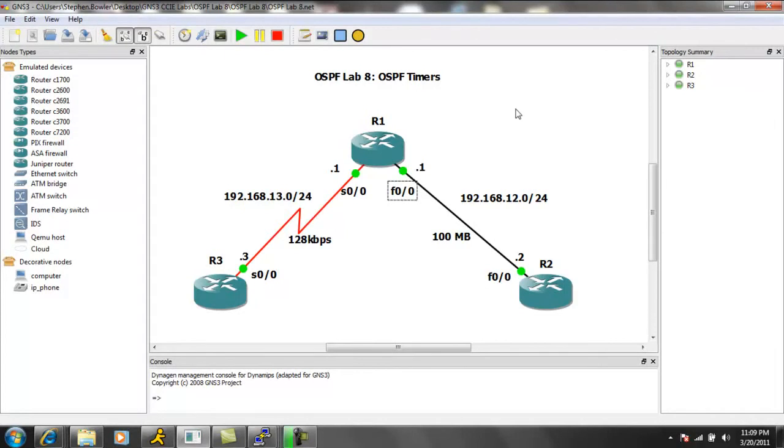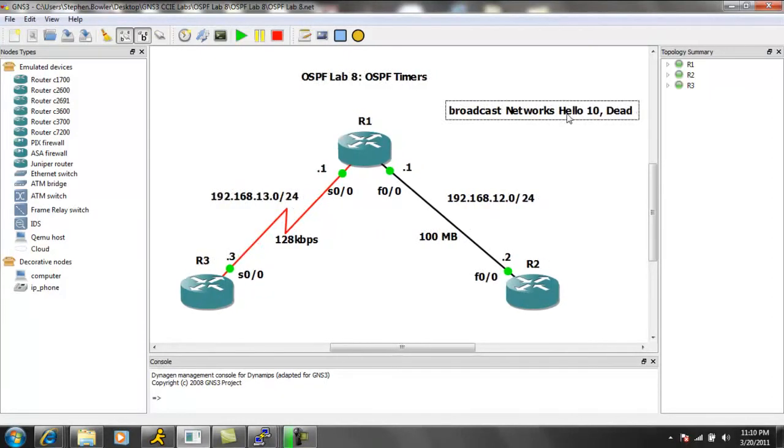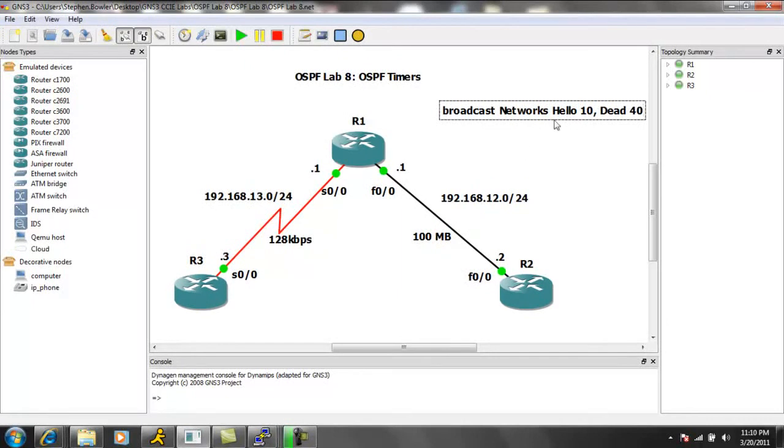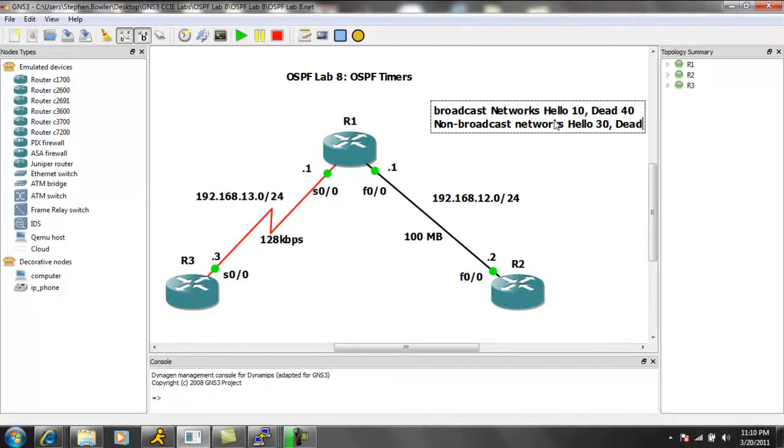The first thing you need to know is for broadcast networks, the default intervals for the hello and dead timers are: the hello is going to be 10 seconds and the dead timer is 40 seconds. And then for non-broadcast networks, the hello is going to be 30 seconds and the dead timer is going to be 120.